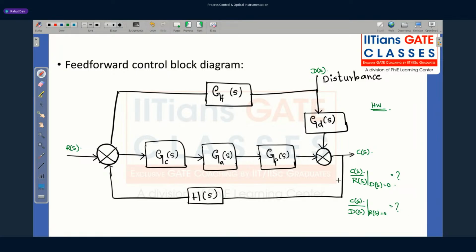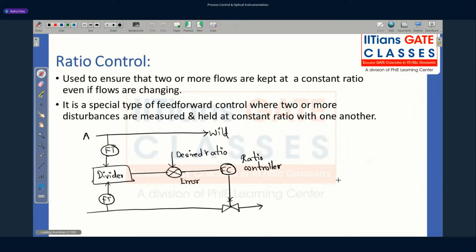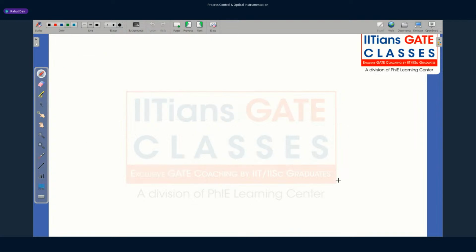As this is your LTI system, very easily we can calculate this. I want you to calculate because many a times in your control system, you will see questions like this. Unknowingly, we were solving the block diagram of feed forward without knowing that this is actually a feed forward control system. Okay. Next we have is ratio control.